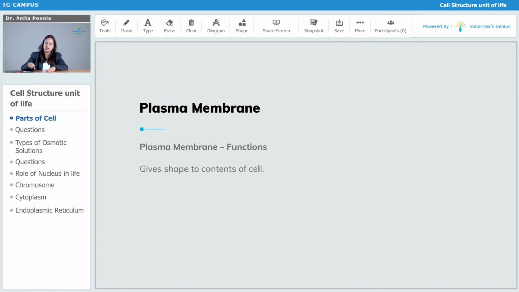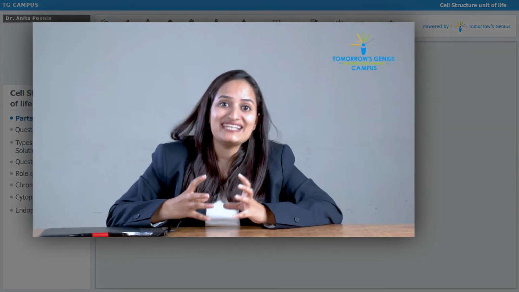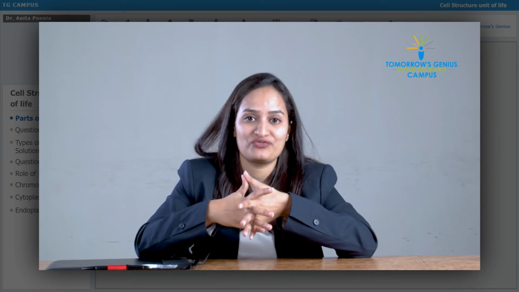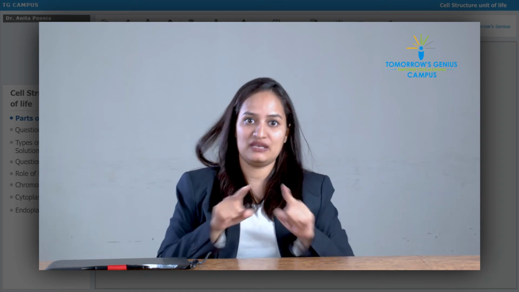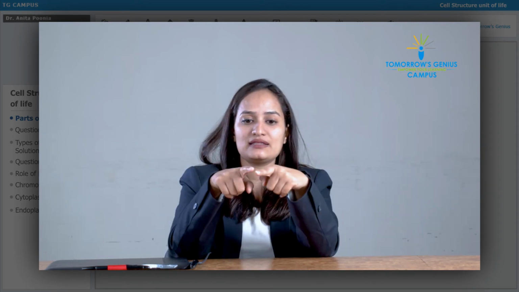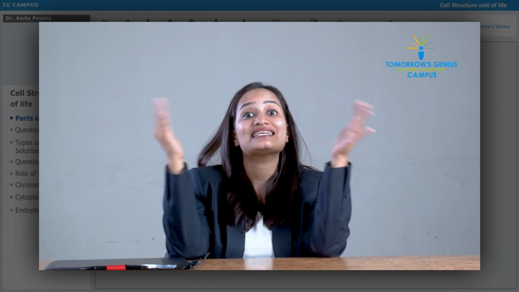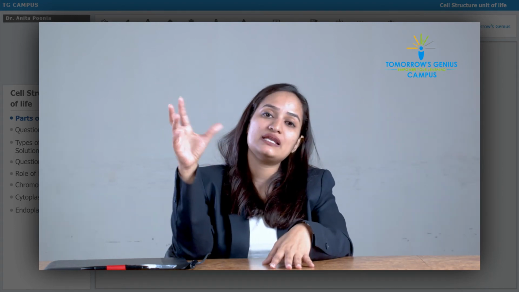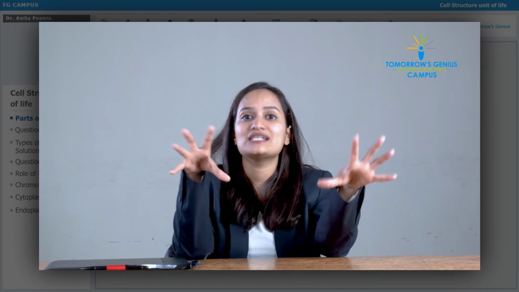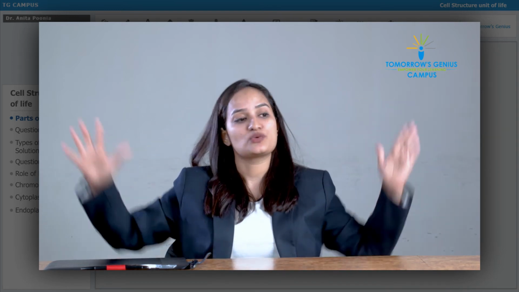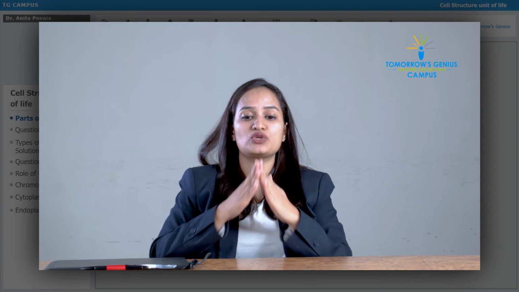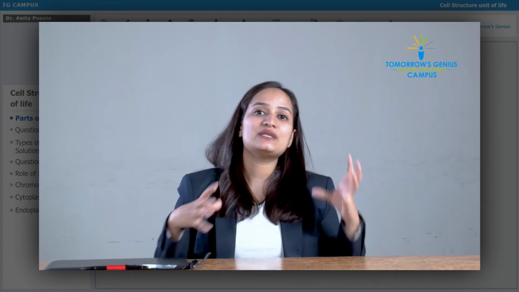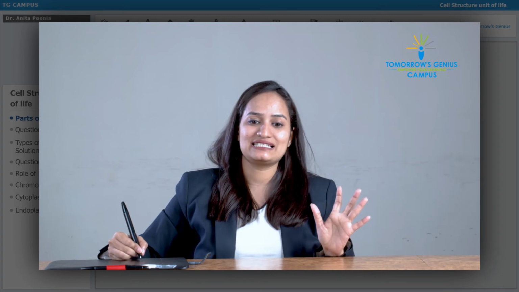Well, it gives the cell its shape. So it provides shape to the contents of the cell. Plasma membrane is not only present at the periphery, making the outline of the cell, it's present inside as well. So plasma membrane is also surrounding the organelles, the components of the cell. So plasma membrane is making the cell shape, and also giving shape to the contents of the cell. So it's basically providing that skeletal structure.